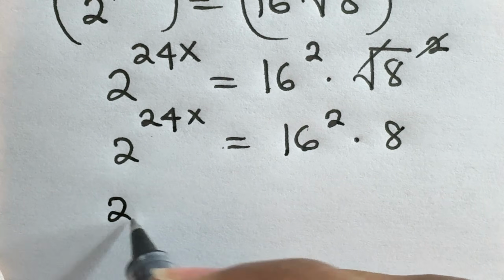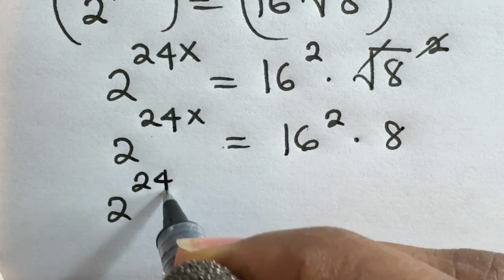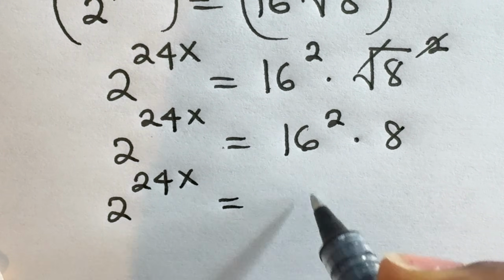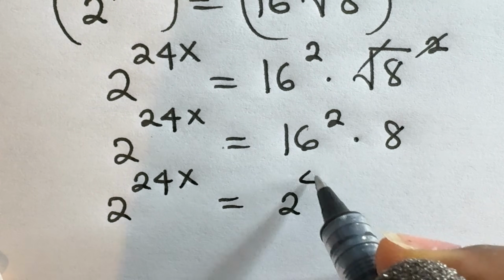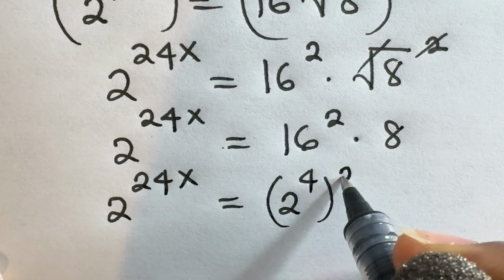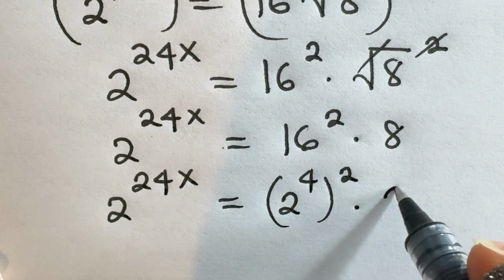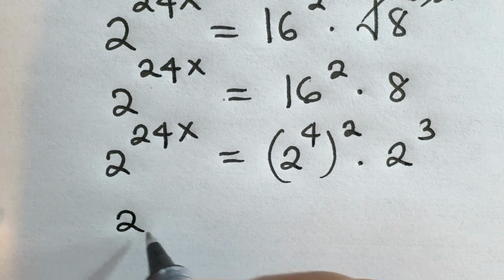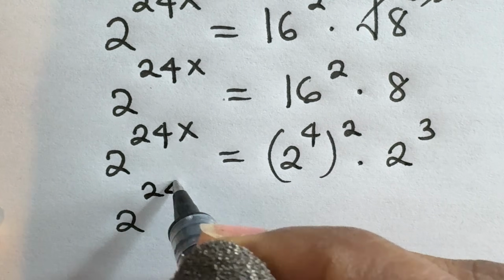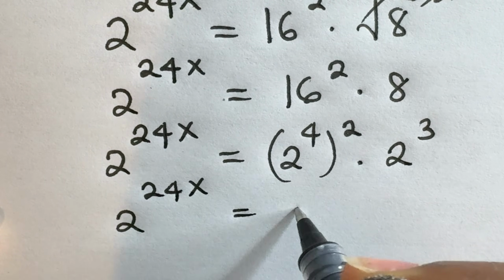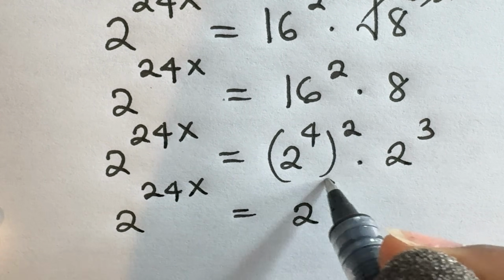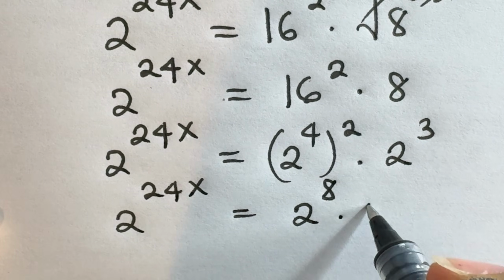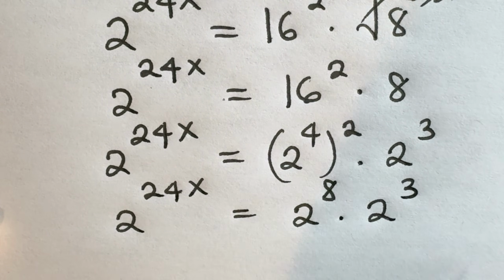So this is 2 raised to power 24x equal to 16 here is 2 raised to power 4 raised to power 2, then 8 is 2 raised to power 3. So we have 2 raised to power 24x is equal to 2 raised to power 4 times 2 here is 8, then times 2 raised to power 3.